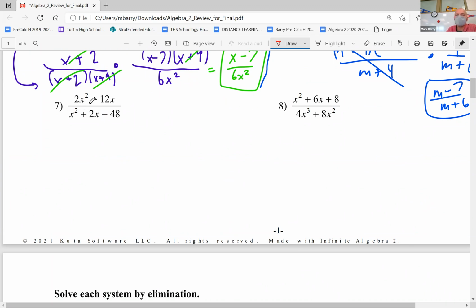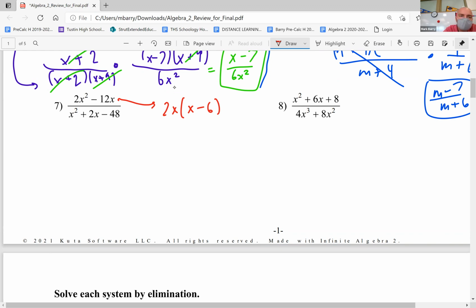So number 7, now the top here is a little bit different because although it does have an x squared, it's not 3 terms, it's only 2 terms. So we can't use the x thing on this one. For this one, all we do is GCF. So for this one, I'm going to take a 2x out front, and that leaves me with x minus 6. And that's all I'm going to do on top.